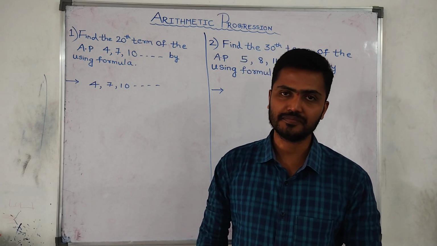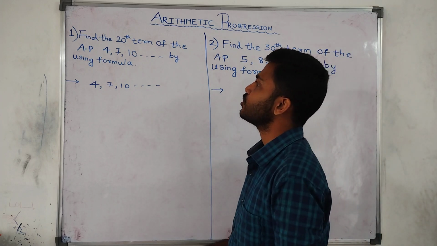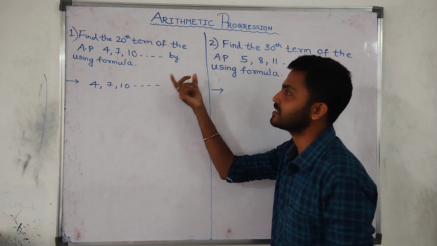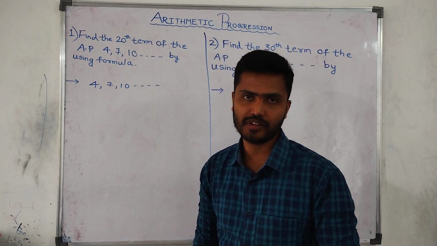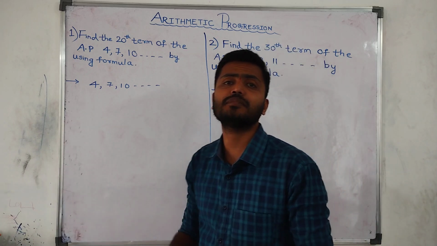Arithmetic progression. Okay, so here's the first question of our day. Find the 20th term of an arithmetic progression 4, 7, 10 and so on by using formula. So firstly what we have to do, we have to write down this arithmetic progression.